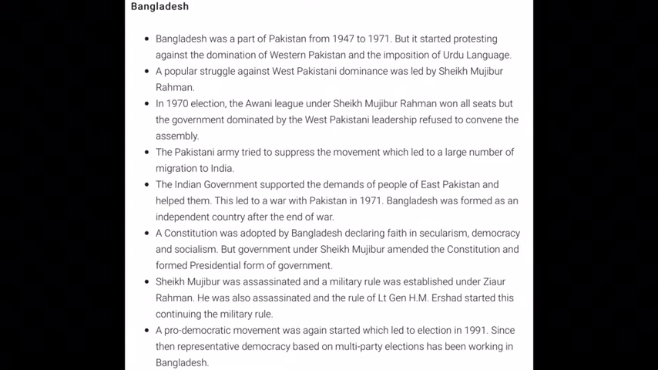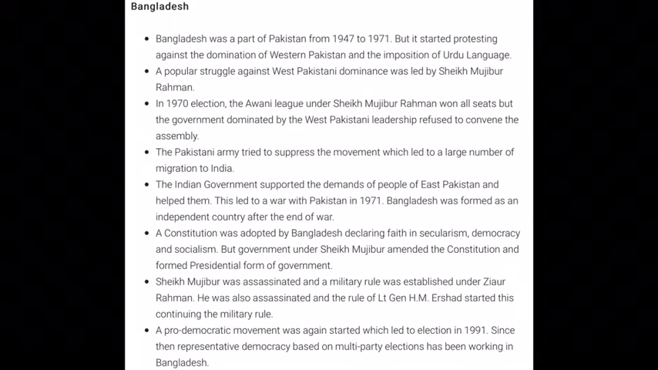Now the Indian government supported the demand of the people of East Pakistan. They were ready to help, because they also wanted East Pakistan to get independence. So they started helping East Pakistan by giving them money, military support, and weapons.